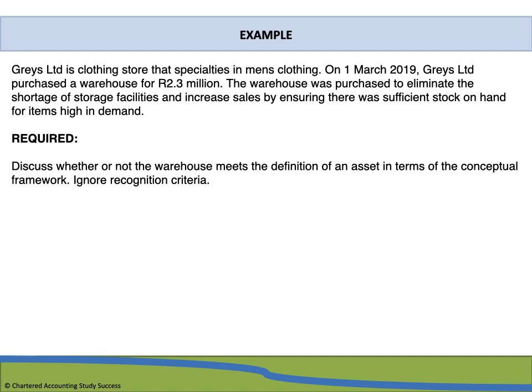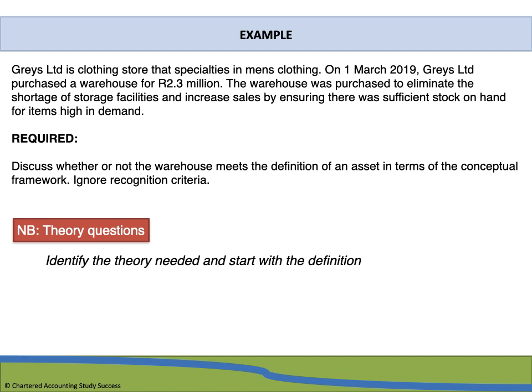Now, very important, this is a theory question. And when you deal with theory questions, the very first thing you need to do is identify the theory that is needed and start your solution off with the definition or the theory that applies. The second part will be to actually apply this definition or the theory that is applicable to the information in the question. And lastly, very important, you need to conclude. What is your conclusion regarding everything that you've already addressed?